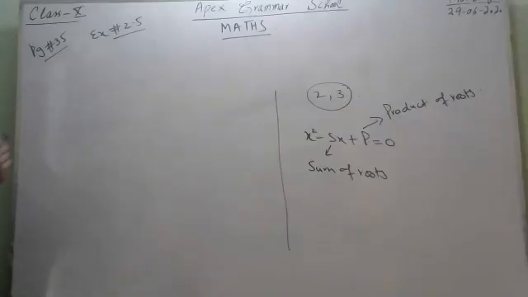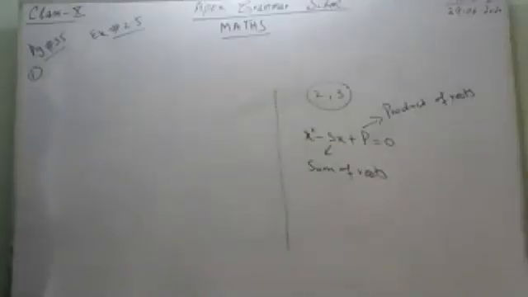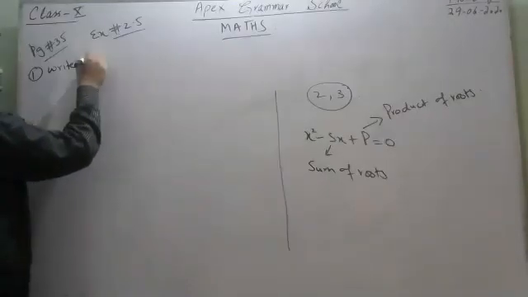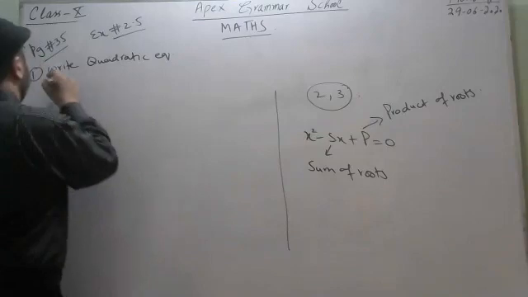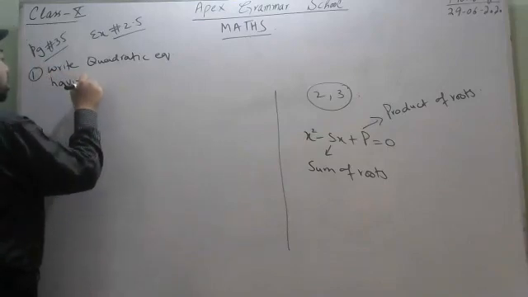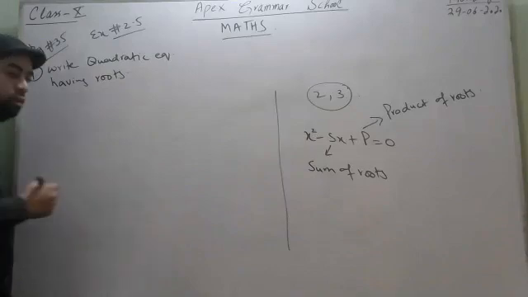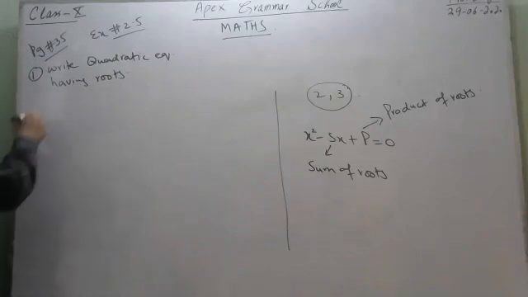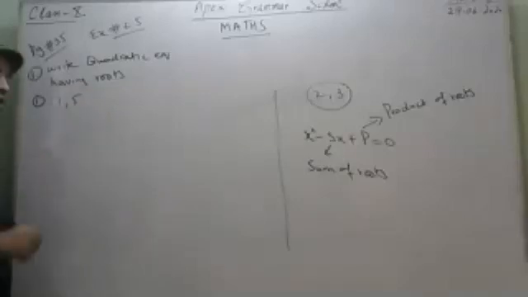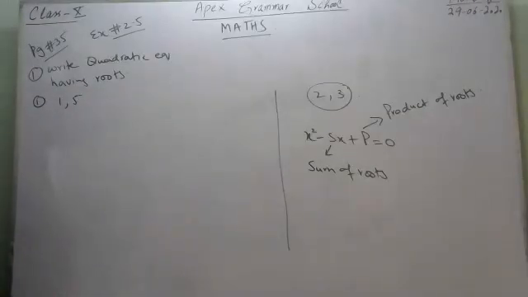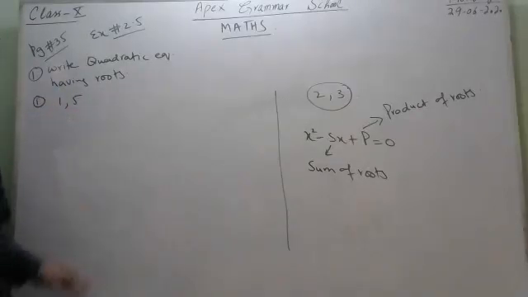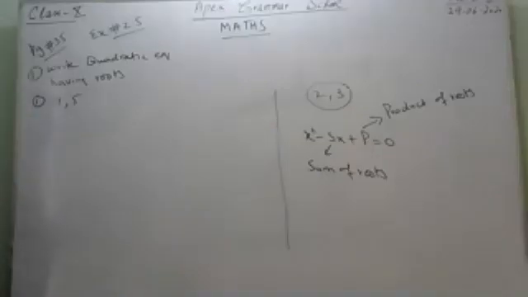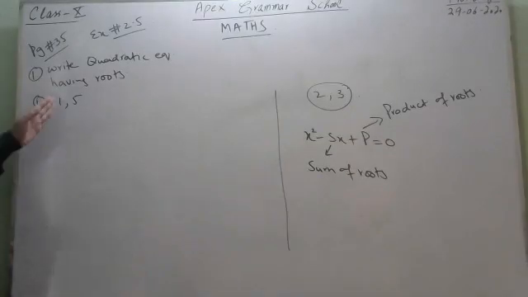The question is, write the quadratic equation having roots that are 1 and 5. Now see, he's asking us to make a quadratic equation whose roots are 1 and 5. Basically, he is giving us the answer. He is giving the roots 1 and 5.